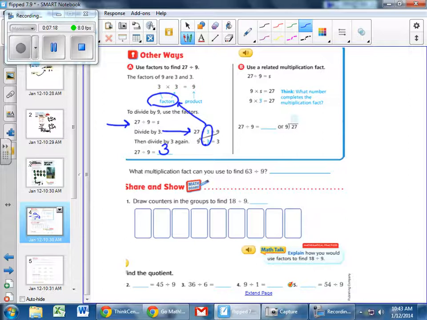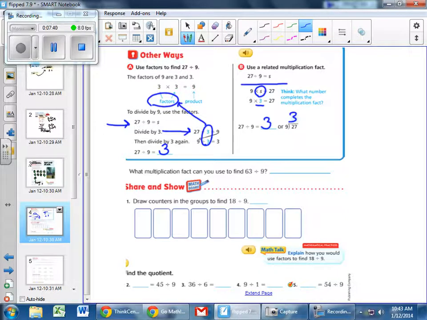Part B, use related multiplication facts. So this is where I was just saying you really should know your multiplication facts, because 27 divided by 9 equaling S, you know that 27 equals 9 times something. And if you know your multiplication facts, you know that 9 times 3 equals 27, and that quickly gives you your answer.